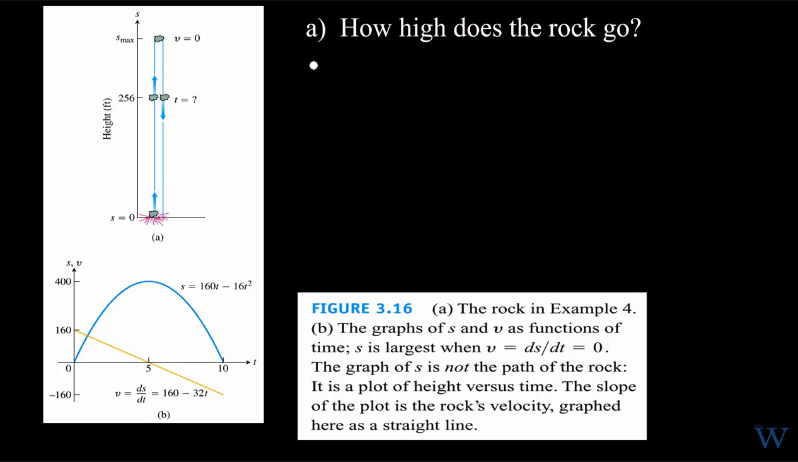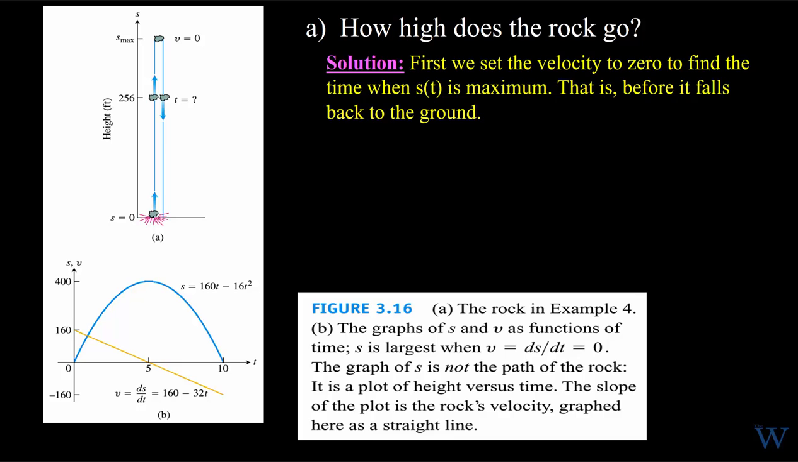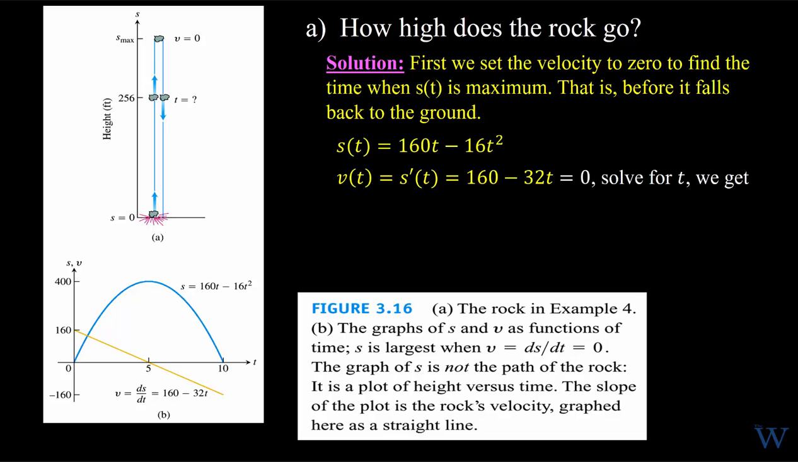So let's go ahead, therefore, and take the derivative of s of t. Okay, so to answer, first we set the derivative to 0, and then we solve for t. Okay, so here's your position function. What's the derivative? 160 minus 32t, right? Then set it equal to 0, and we solve for t. What do we get? Well, you add 32t to both sides of this equation, and divide everything by 32, you get t equal to 5.